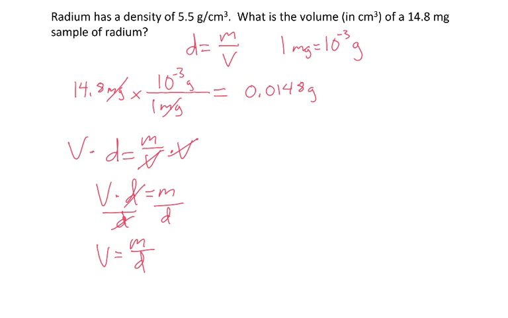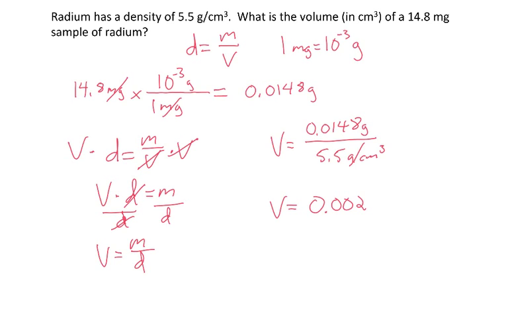So now that I solve for the volume, I can plug in my variables, and so the volume is the mass divided by the density, and I'm left with a value, and I always need to be sure to put the units on. The grams are going to cancel, and essentially I'm left with 1 over centimeters cubed, so that's going to be centimeters cubed.